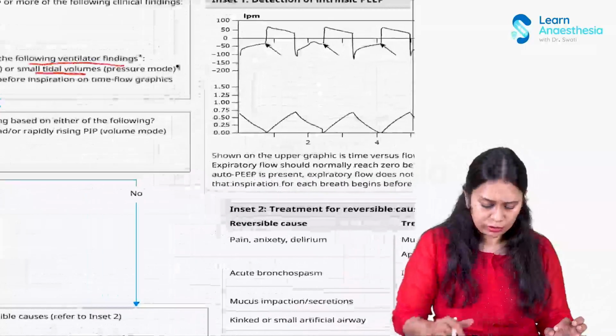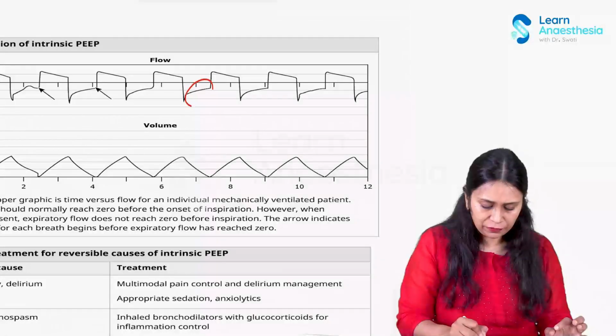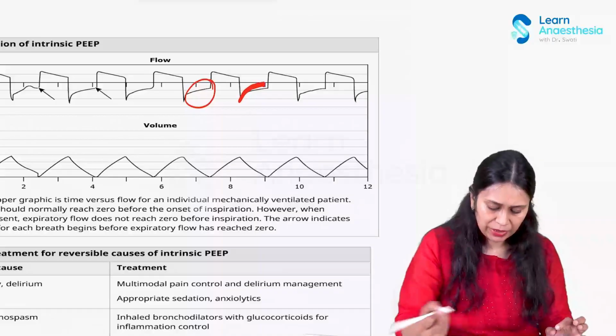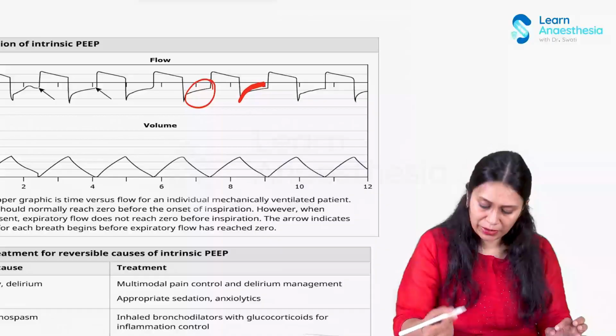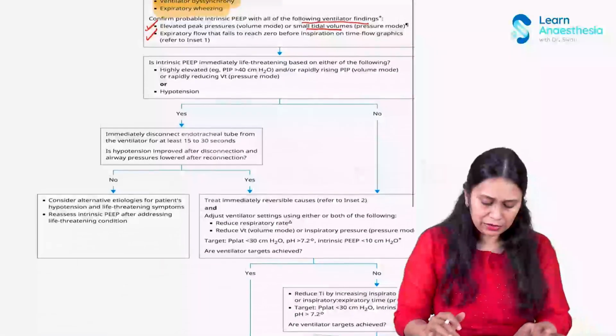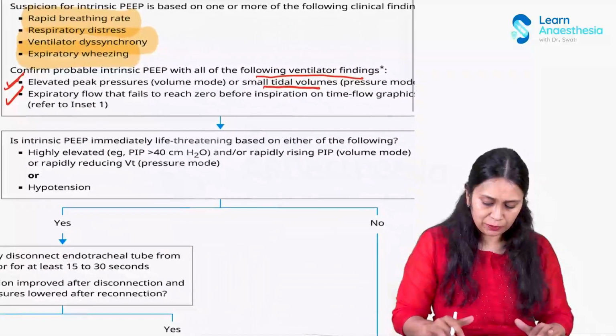So if I show you this, again the same thing I'm repeating, the expiratory flow is not touching the baseline. The expiratory flow should touch the baseline, but it is not touching the baseline. So this would give us an idea that most probably intrinsic PEEP has developed.